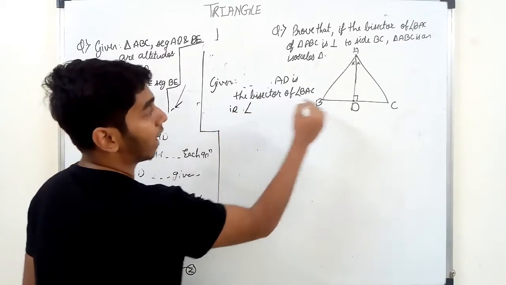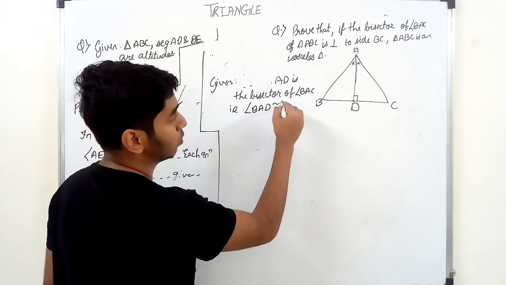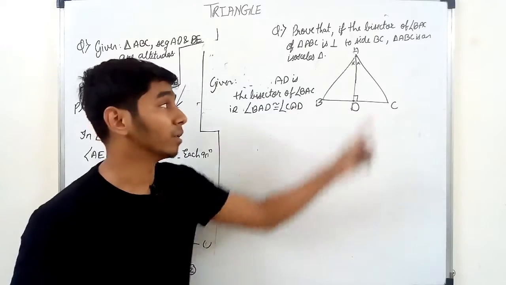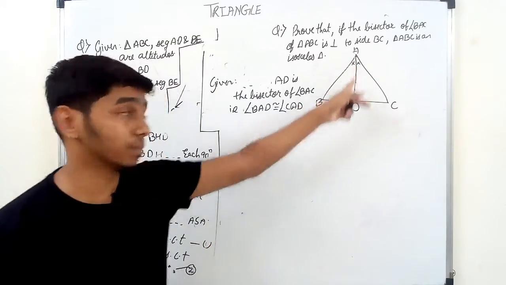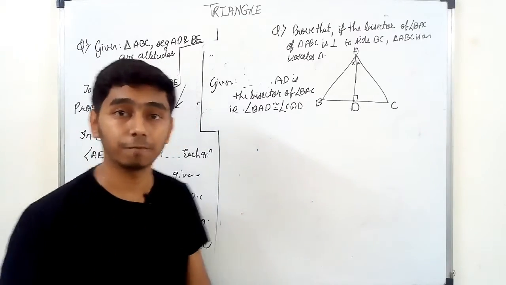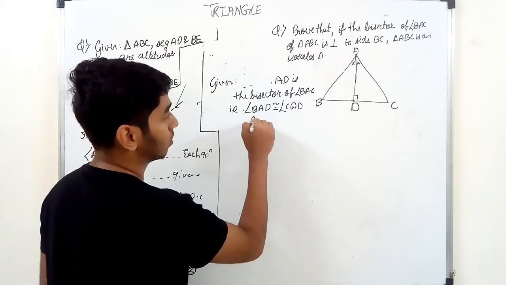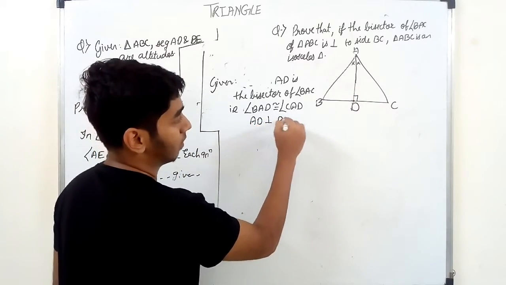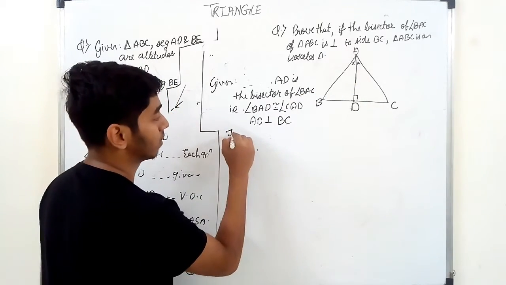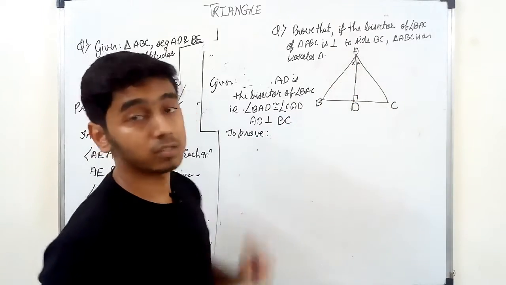That means what? Angle BAD is congruent to angle CAD. Yes or no? Because if it is a bisector, then the angles will be congruent. So we are writing it in given itself. And AD is perpendicular to BC. That is also given to us. Now what is to be proved? To prove: ABC is an isosceles triangle.